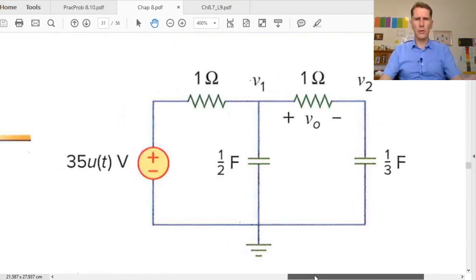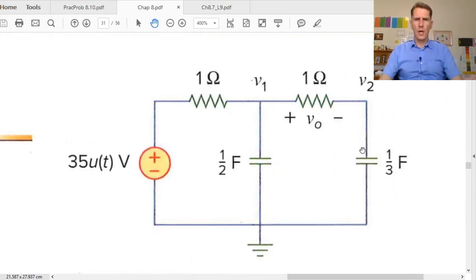What we need to do, and what they're asking for, is to find an expression for V out, the voltage across this resistor. Now that's a rather nasty one, because what is V out? V out is V1 minus V2.